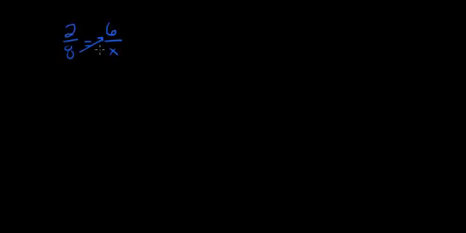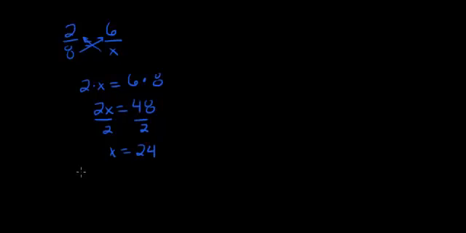Again, I can also do the cross products to set up an equation, and I like doing that method because it's always going to give me a way of solving the problem. Sometimes doing cross multiplying doesn't always seem to be real obvious what the numbers are, but if I do cross products to come up with an equation, I have 2 times x equals 6 times 8. 2 times x is 2x. 6 times 8 is 48. Divide both sides by 2. x is 24.